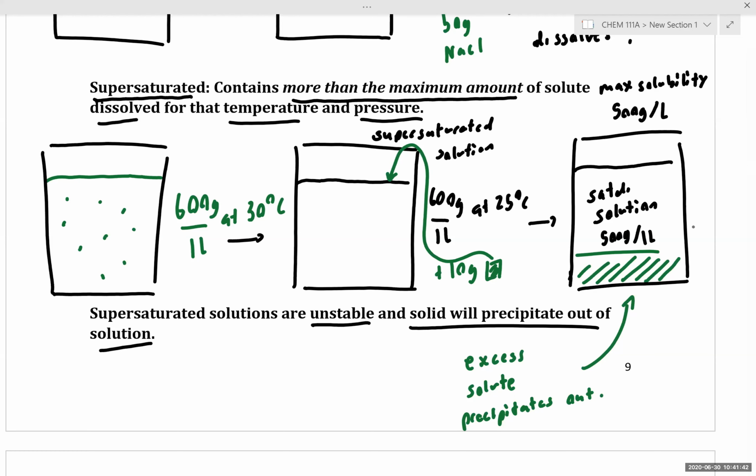So supersaturated solutions have excess solute dissolved. If they're disturbed or if you try to add additional solute, these unstable solutions will precipitate out, will kick out the excess solute to give a saturated solution and their excess solute as a precipitate. Does this idea make sense to everyone? Any questions on this example?